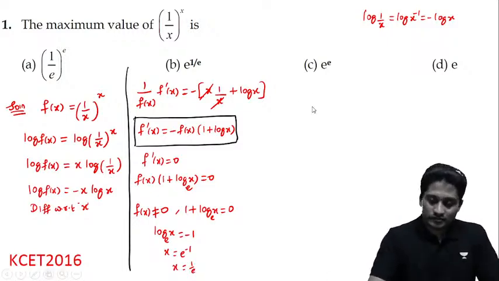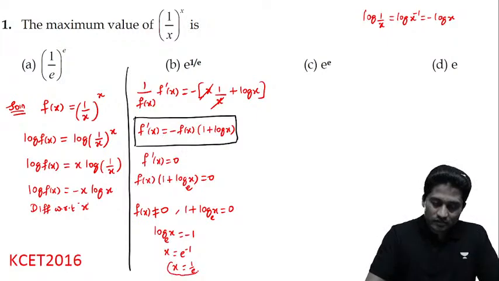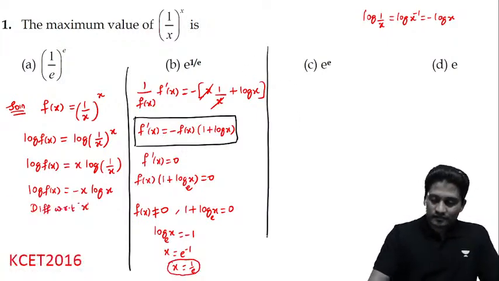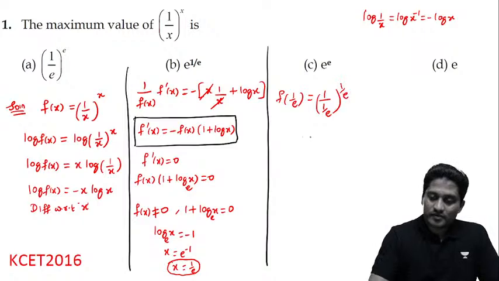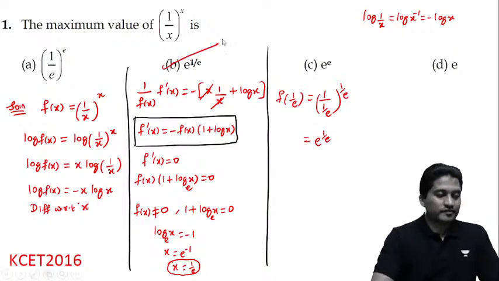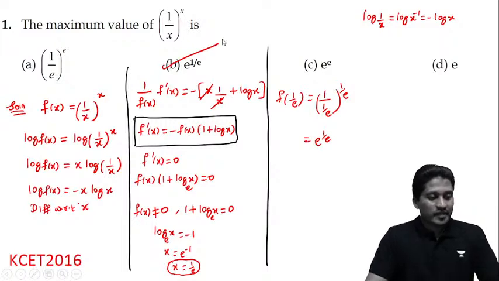Now x is equal to 1 by e. Now f of 1 by e is equal to 1 divided by (1 by e) whole to the power of 1 by e, which is e to the power of 1 by e. Answer is option. Right, let's move to the next question.